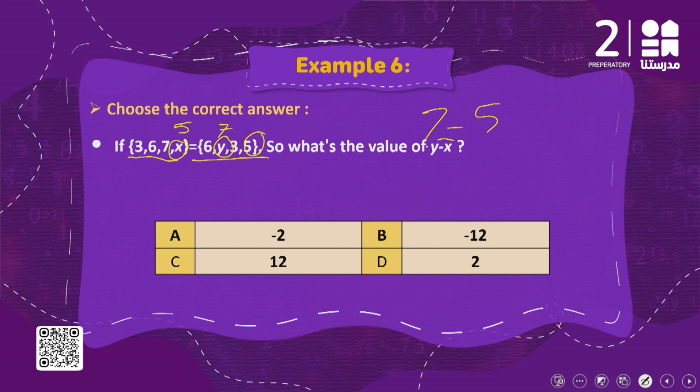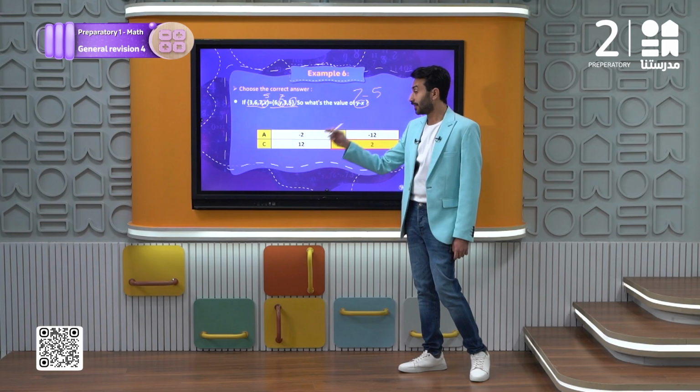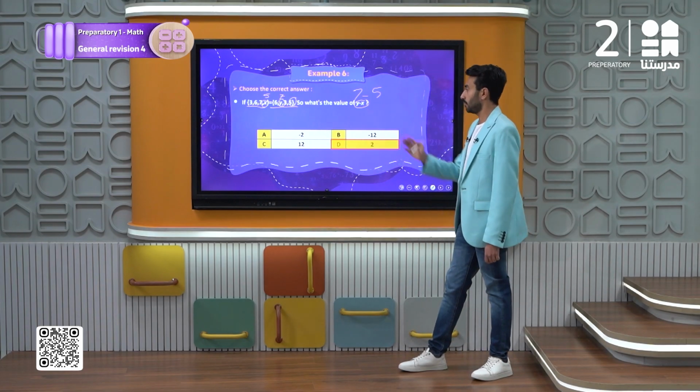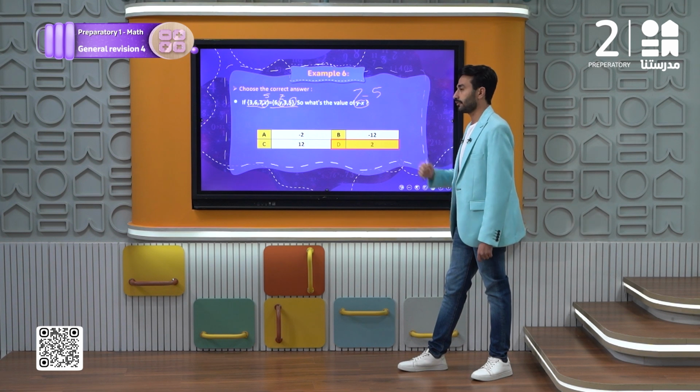Take care, y minus x. Sometimes he will ask you about x minus y. You have to read the question carefully, as we said a lot of times for the revisions. So simply 7 minus 5, it will be 2. Take care, we have negative 2. If you switch them, it will be wrong, because this is subtraction, not an addition.